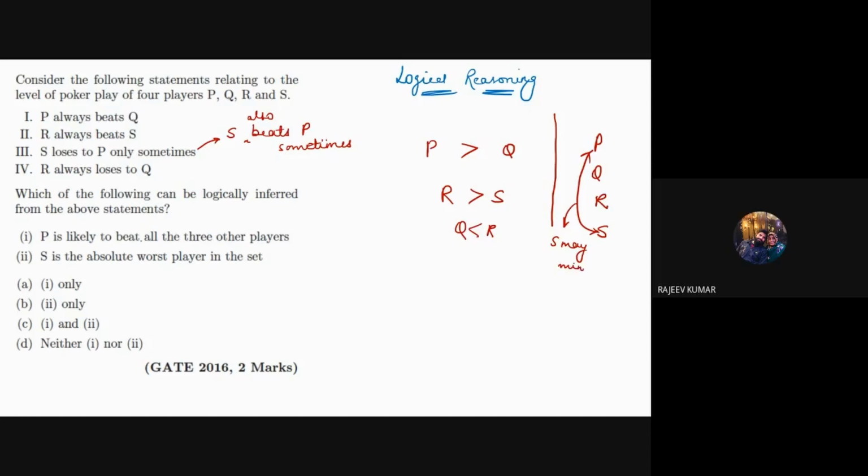Now, P is likely to beat all other three players. No, it cannot beat all three because S can beat P sometimes. So that was wrong. Now, S is the absolute worst player in the set. That also I cannot say because S can beat P, which is at the top. So this is also incorrect. So the correct answer will be neither one nor two. Kindly take a note of it.